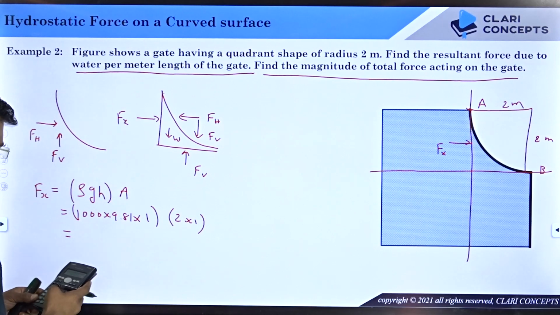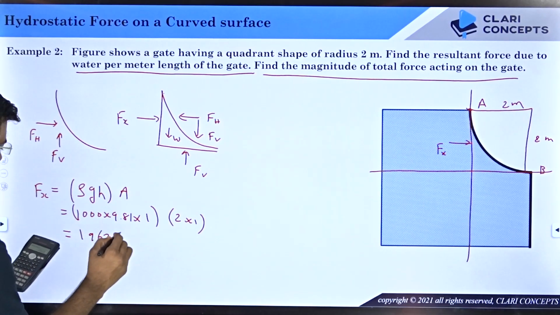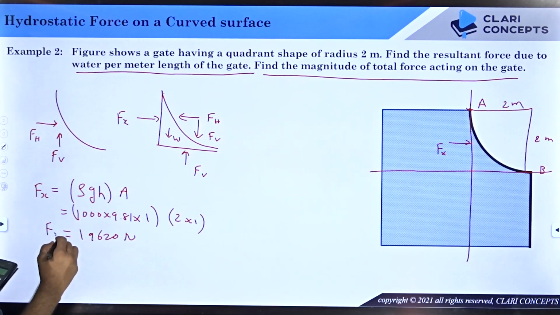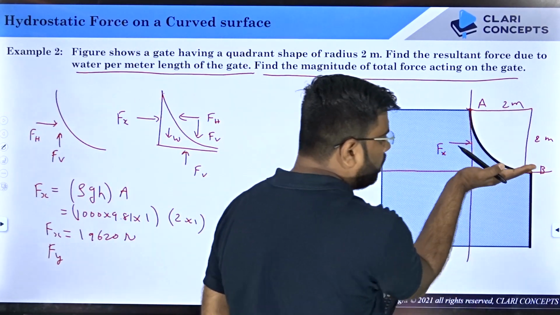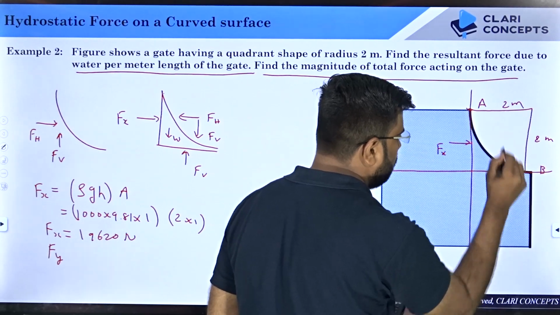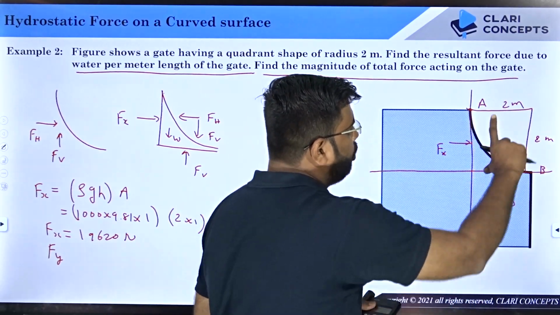9810. Directly I am doing it. This is 19620 newtons. Fx I found. What is Fy? Fy is the force on the bottom plane. Right? This is Fy. What you will get? The center will be located at 2 meter distance.